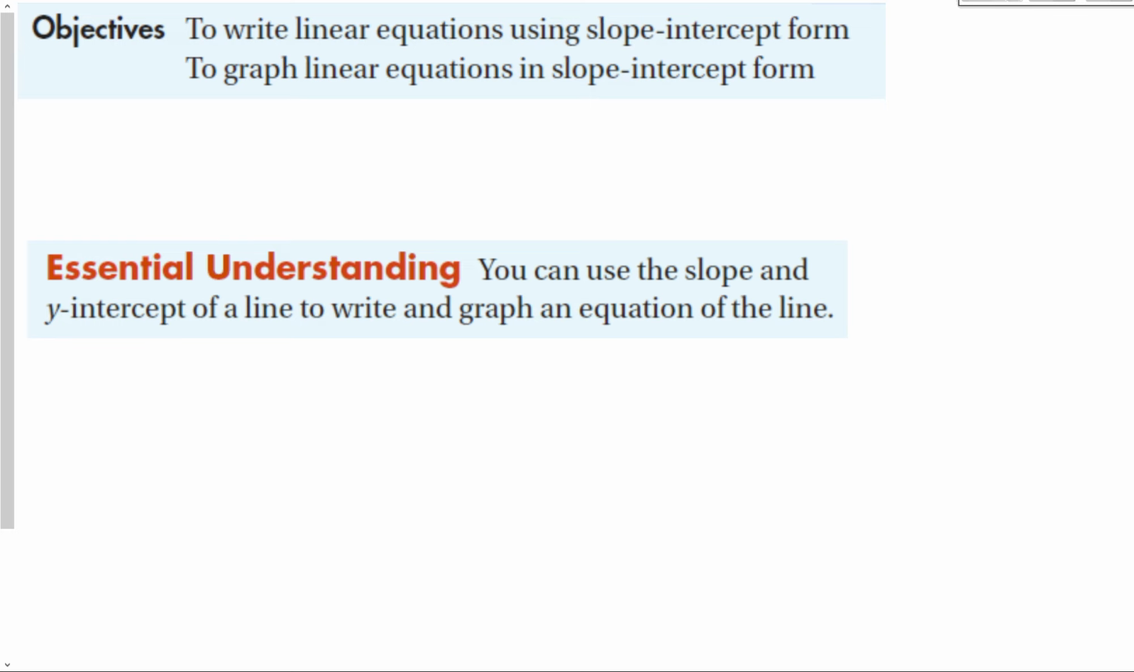approach graphing lines. Slope-intercept form happens to be the easiest to graph. There's other ways to write lines that are easier to do other things that we'll do with them later. But for graphing, slope-intercept tends to be the best way to graph a line.